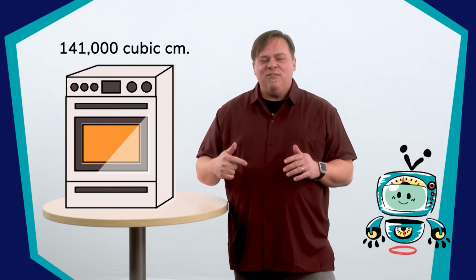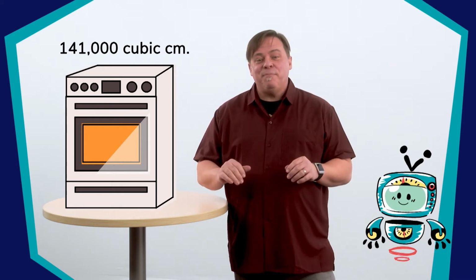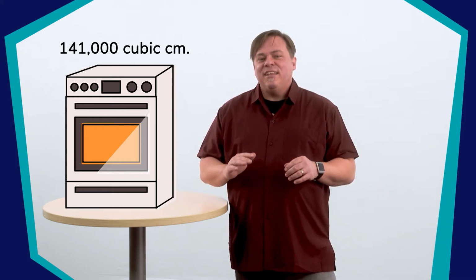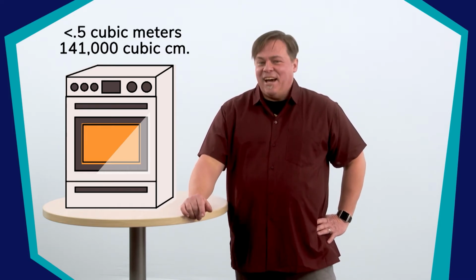And your average oven? The volume of a normal oven is a whopping 141,000 cubic centimeters. But if we switch units and think about cubic meters, that's much less than half of 1 cubic meter in volume. Now, let's get down to the real problem.